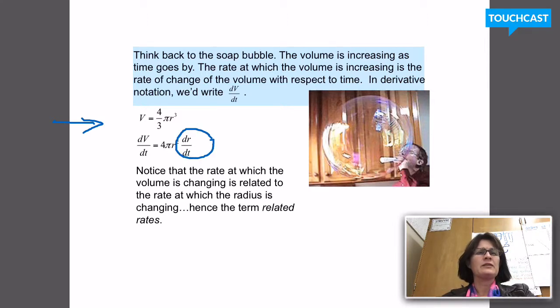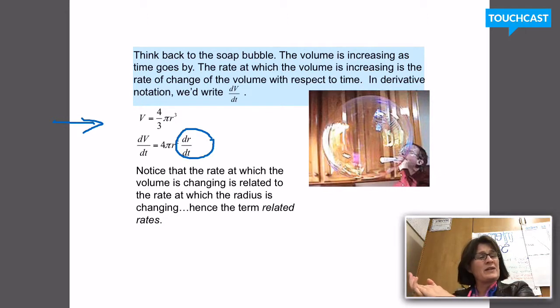I'm going to think about that for a second. When I take the derivative of V with respect to r, I'm going to take the 3 to the front. The 3 is going to multiply the 4/3 that's there. The pi is just a constant multiplier, so that stays. And my new exponent on r is 1 less. That's how I get this r squared. And this dr/dt comes from the chain rule.